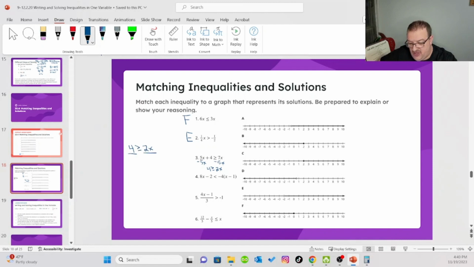Now I'm going to divide both sides by 2, and I find out that 2 is greater than or equal to x. So both of these have solid dots at 2, but now we want 2 to be bigger than our x. That means we want all the numbers to the left, all the smaller values. So number 3 is going to match up with B.